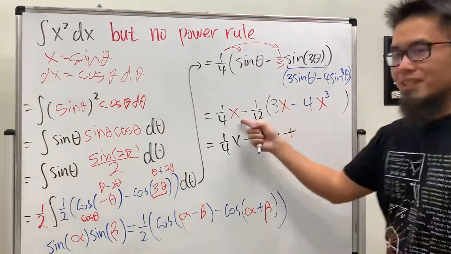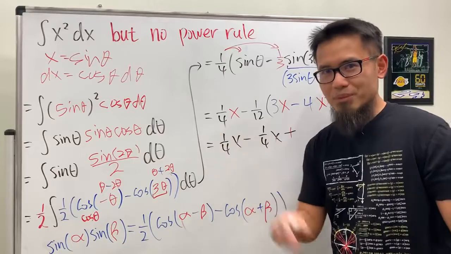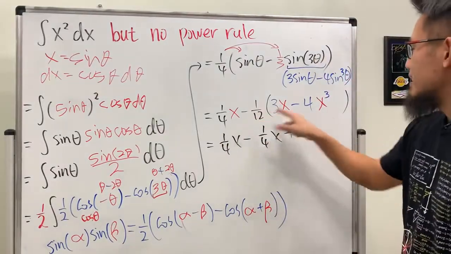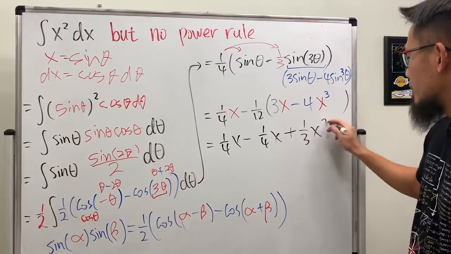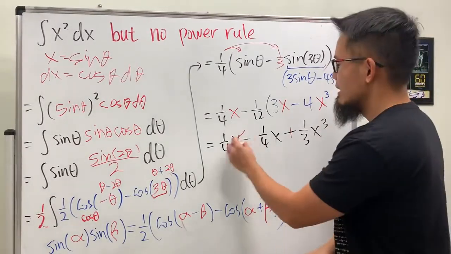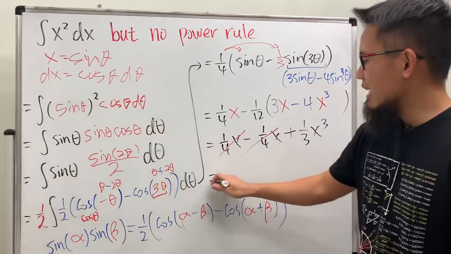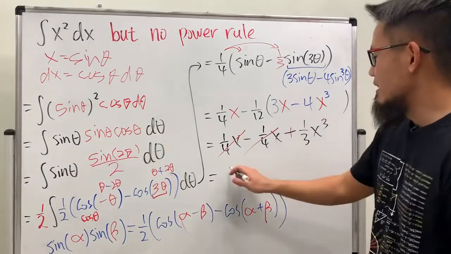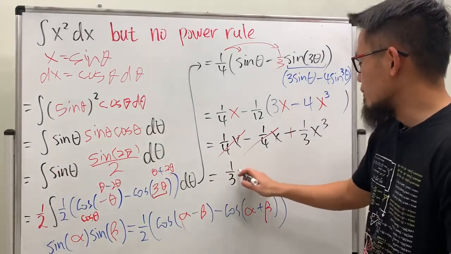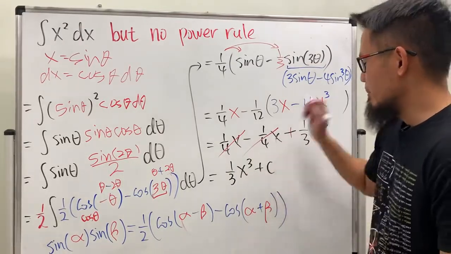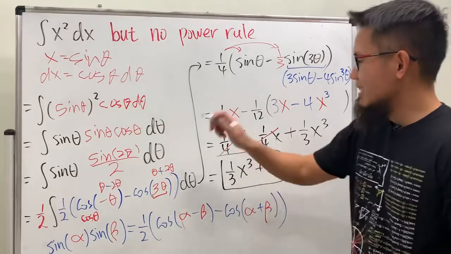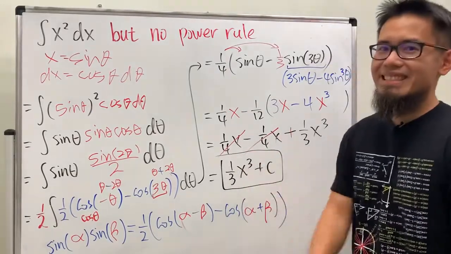1/12. And then, look, this is negative 1/12. One of the most famous fractions, right? Anyway, this times this becomes positive. And then you get 1/3 x to the 3rd power. And yes, this and that cancel out. In the end, of course, the answer is just positive 1/3 x to the 3rd power. Yes, we are done. So finally, we can put down the plus C, and this right here is it.